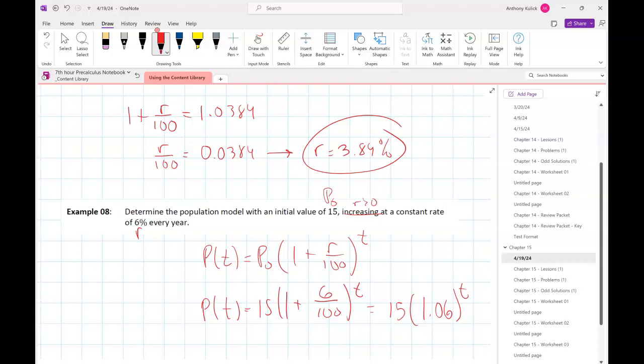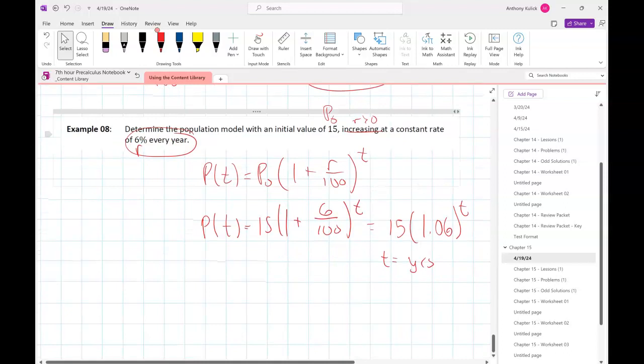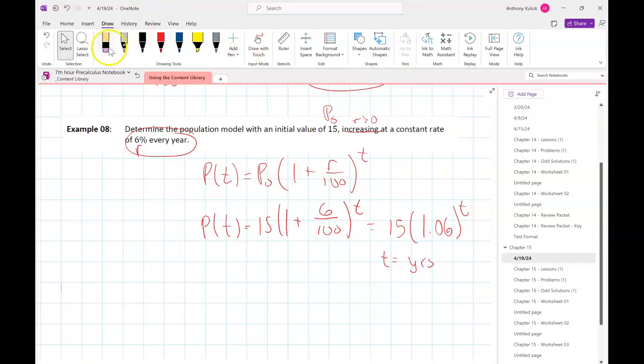But I should say what unit T is. What unit of time should T be? It should be in years, because I know that 6% is happening every year. So in 1 year, I get 1 6% increase. In 2 years, I'd get 2 of those 6% increases. Or I should say that 6% increase should happen 2 times. Maybe I should phrase it that way.